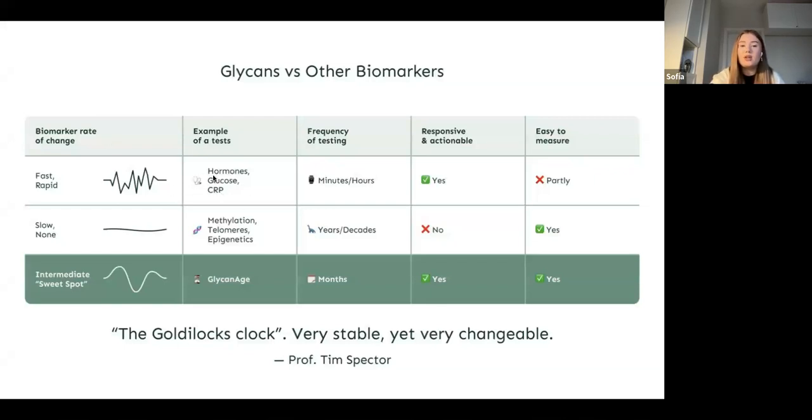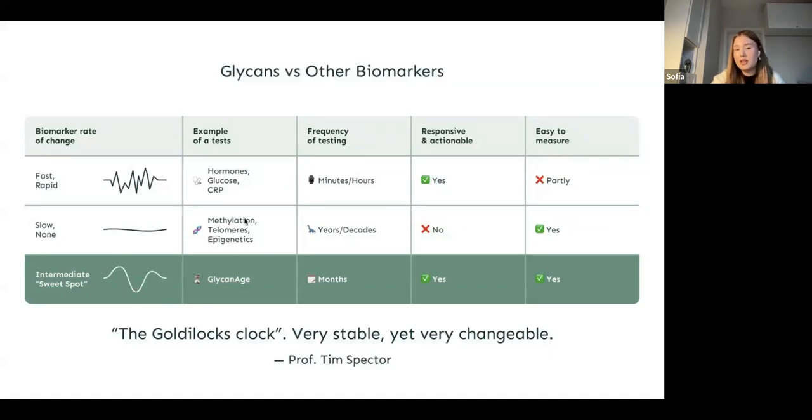For example, let's look at tests such as glucose, CRP, hormones, cholesterol. They will change rapidly. They usually change within minutes or hours. Which is good for measuring glucose, for example, because we want to know what the response of our metabolic system is when we take in glucose. However, this will not give us a picture of how well our body usually responds to glucose, right? How well it has been responding to glucose in the last 3 months or 6 months.